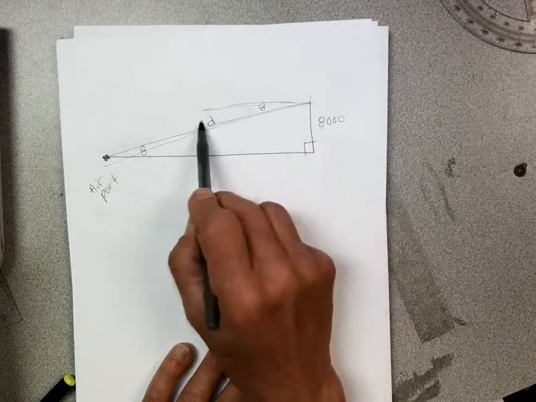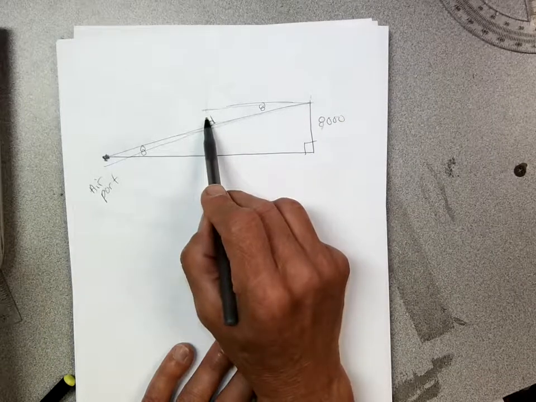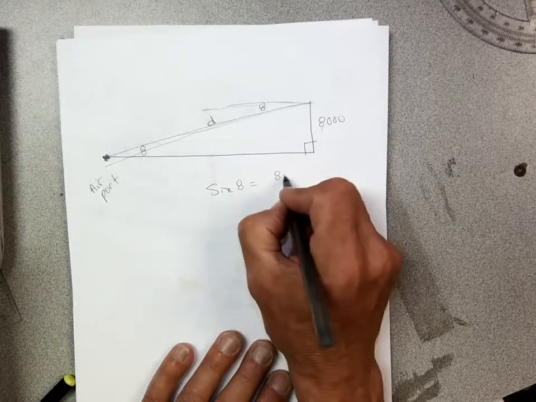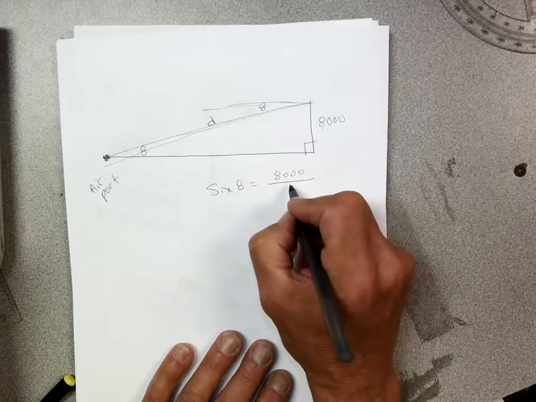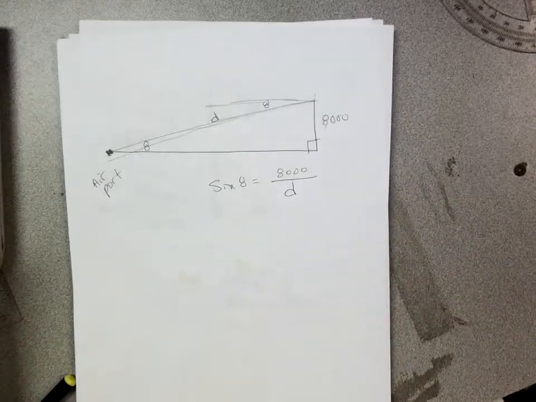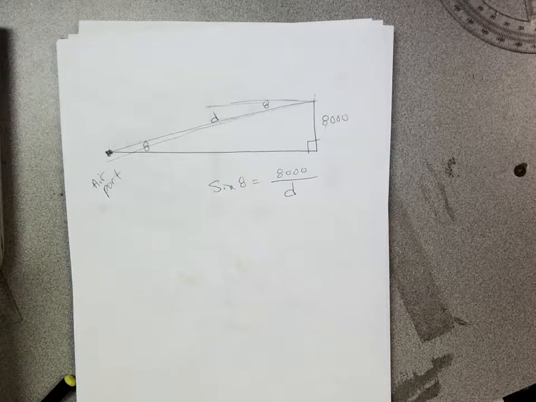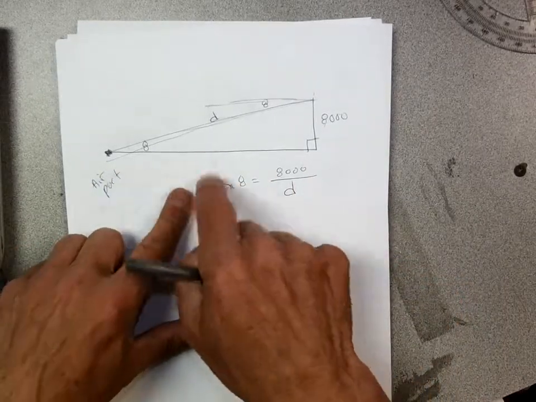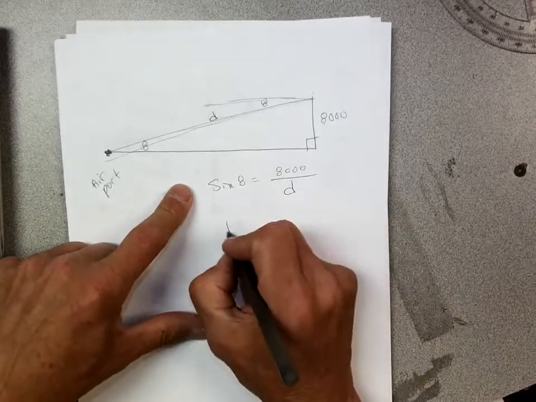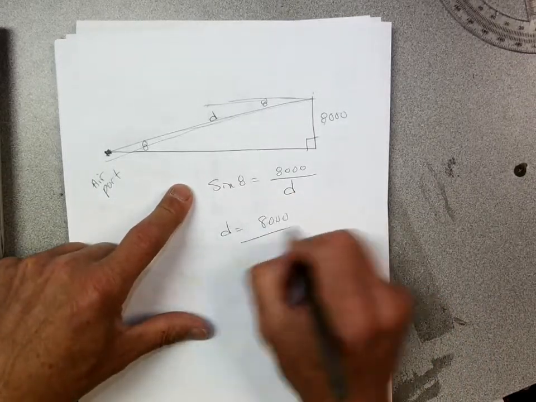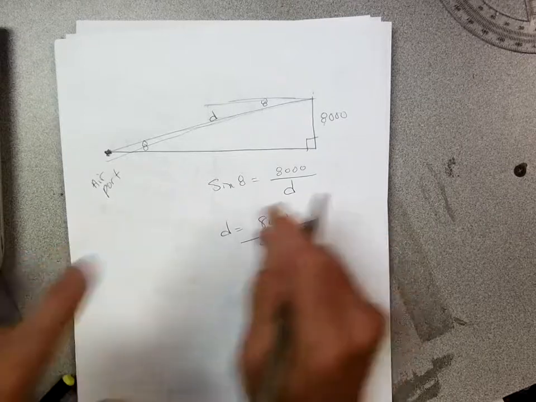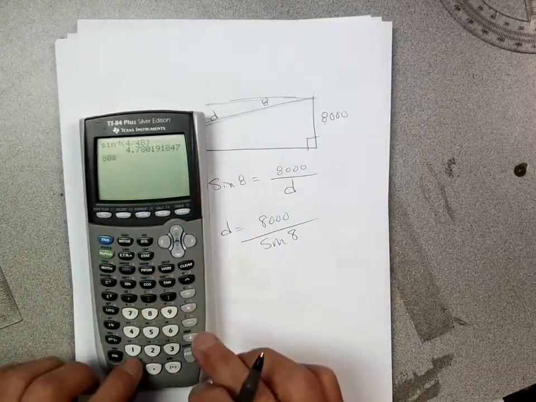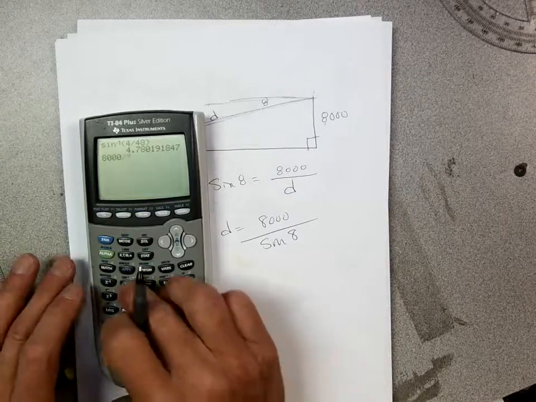Opposite, hypotenuse. It's got to be sine. Sine of 8 equals 8,000 divided by d. Now what do you do if d's on the bottom, right? You cross multiply. You bring up the d, then you have to divide by the sine, right? So let's just switch places and go d is equal to 8,000 divided by sine of 8. Let's go ahead and put that on there. 8,000 divided by sine of 8.